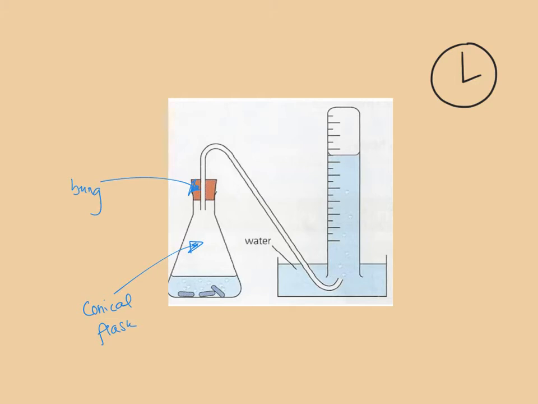Now going from the bung, we've got a delivery tube. So this delivers gas from one place to another, and these are usually made out of glass. The delivery tube takes the gas down here into a trough of water. So a trough filled with water, just normal water.